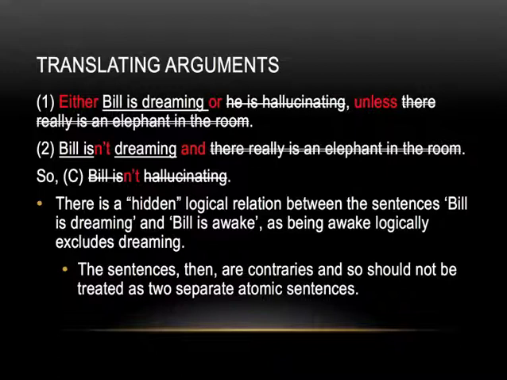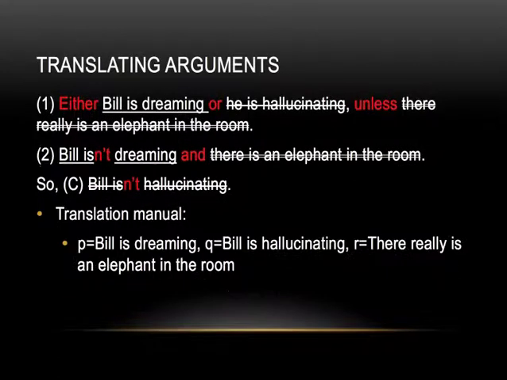Once we're satisfied that we've made overt all of the truth functional logical structure of the argument and identified all of the distinct atomic sentences, we associate the atomic sentences with atomic sentence letters, creating our translation manual. There are 3 atomic sentences in our target sentences. Bill is dreaming, he is hallucinating, and there really is an elephant. We associate each with its own atomic sentence letter. We assign to the atomic sentence Bill is dreaming the letter P, Q to Bill is hallucinating, and R to there really is an elephant in the room.